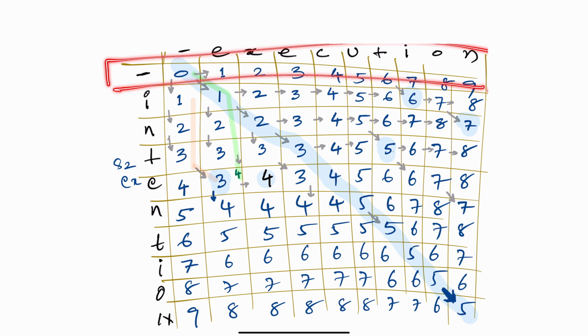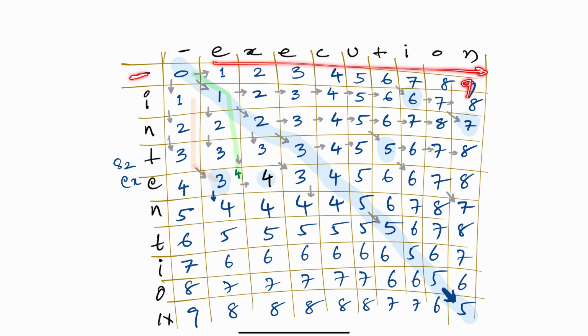This table represents converting a space into execution. How many operations are required? 9 operations. So every move from this cell to this cell is what kind of operation? It is an insert operation. This arrow mark represents insert. Now consider this one. S1 is blank, S2 is also blank, so we require 0.